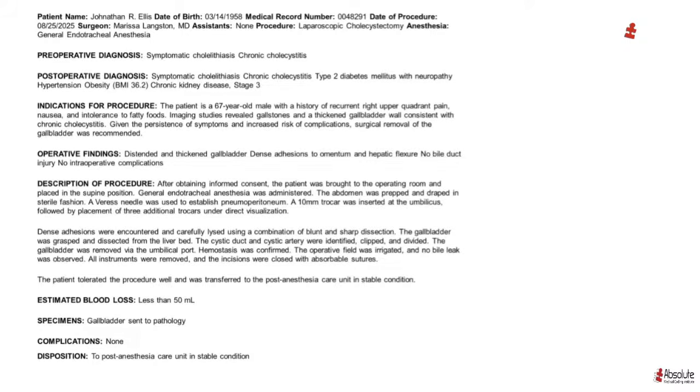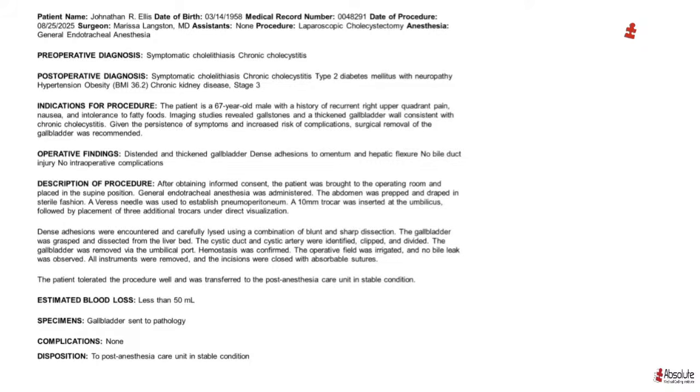Operative findings: distended and thickened gallbladder, dense adhesions to omentum and hepatic flexure, no bile duct injury, no operative complications. Description of procedure. After obtaining informed consent, the patient was brought to the OR and placed in supine position.